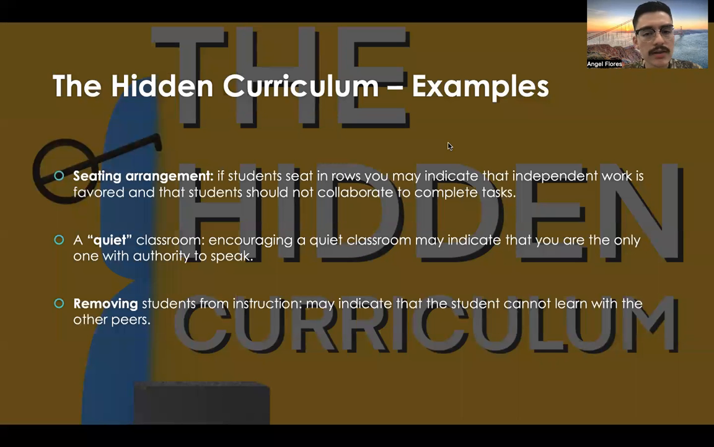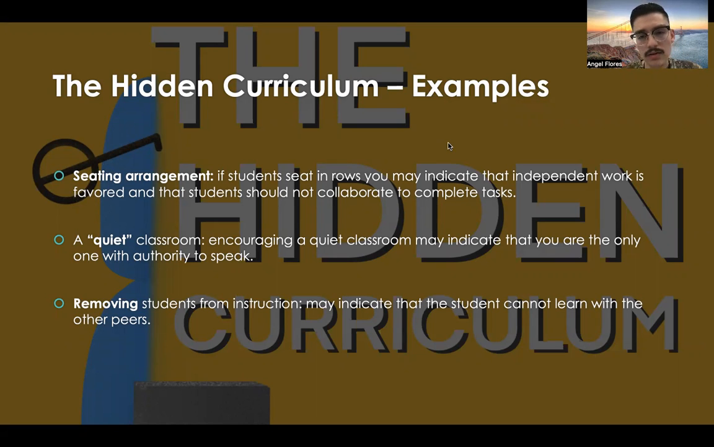So we have several examples of what the hidden curriculum is, those lessons that we do not intend to teach, but we teach them. And I decided to talk about three. The first one is the seating arrangement.